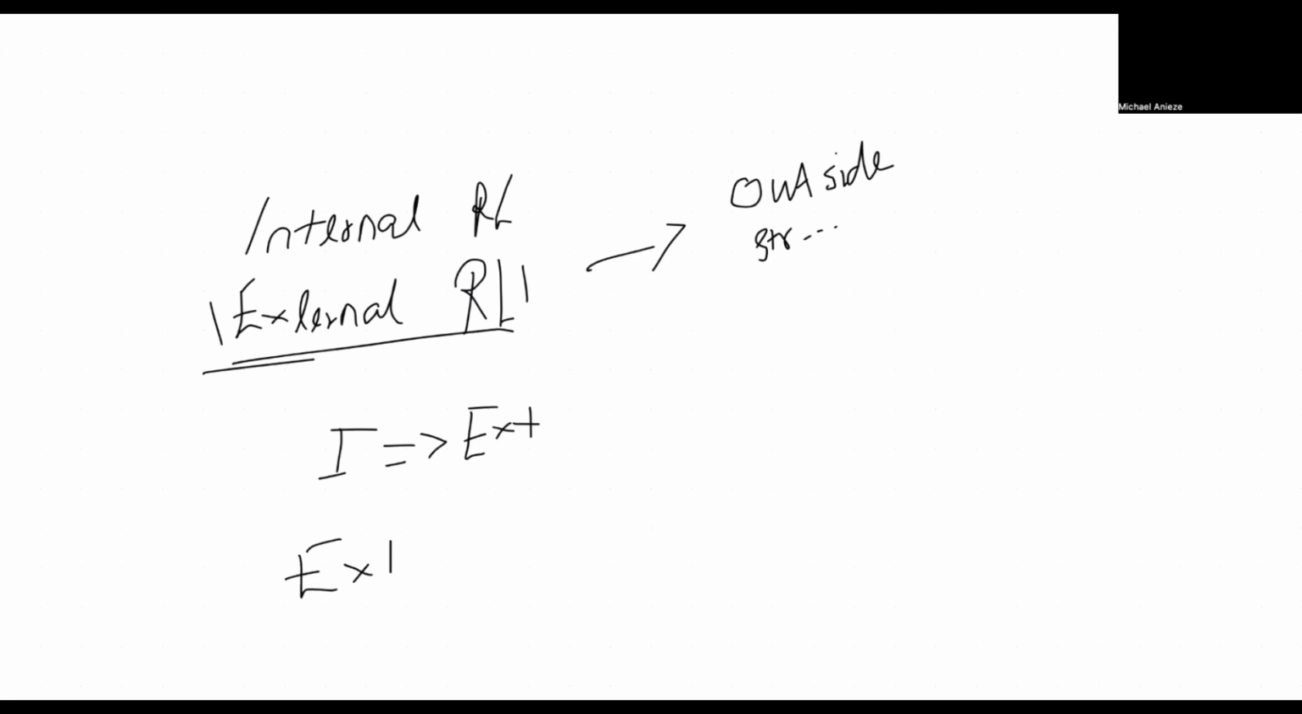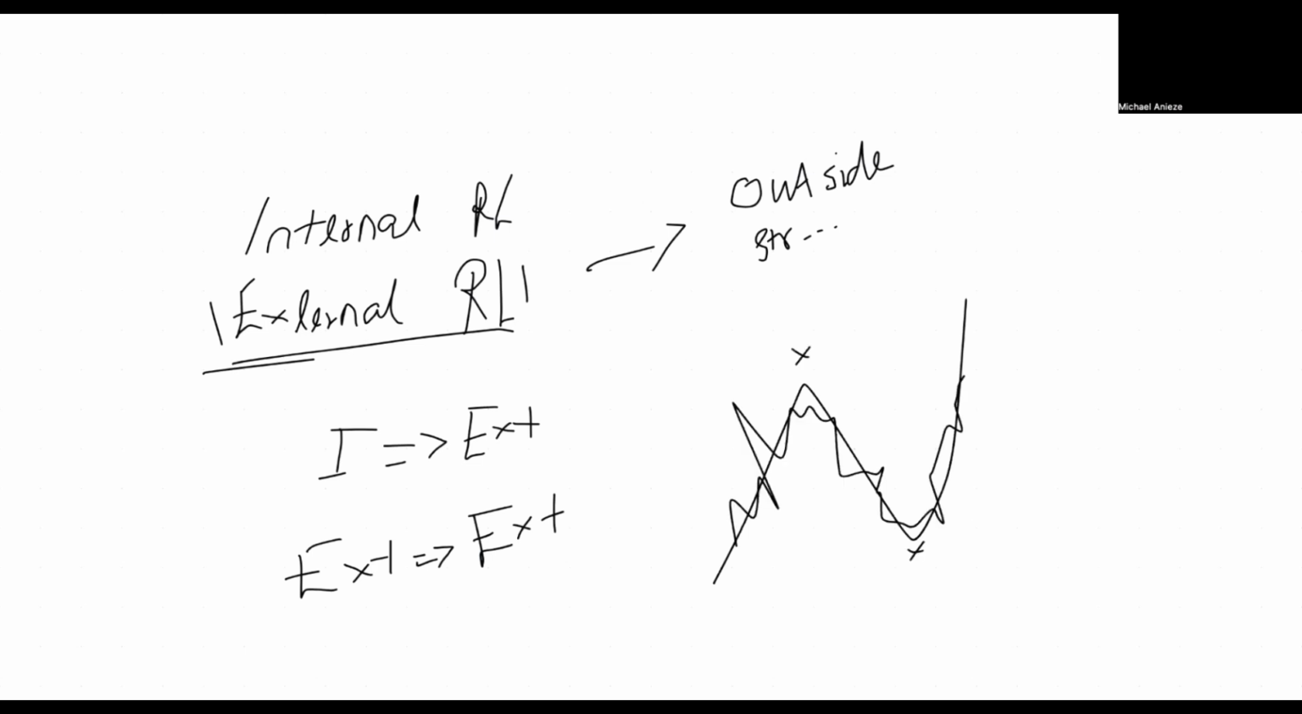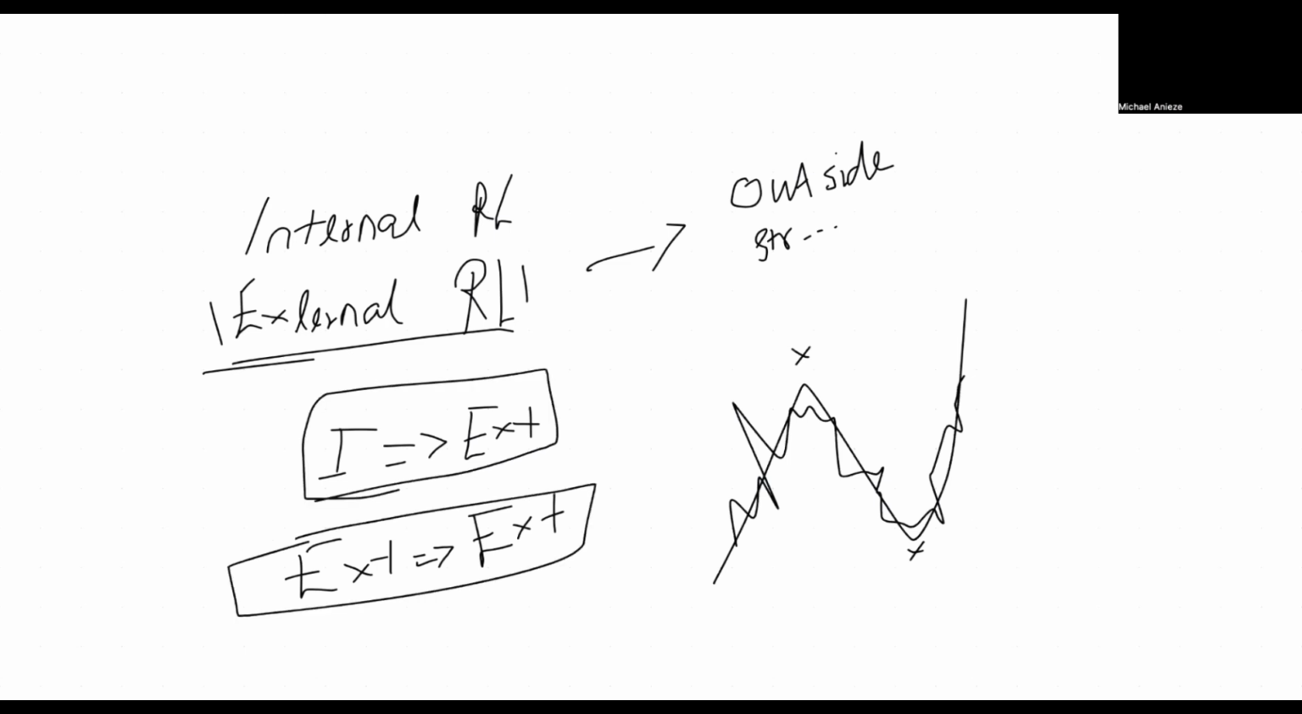Also moves from external to what? External. Now I told you that internal liquidity is liquidity inside structure, and external liquidity is liquidity outside structure, right? Inside structure, outside structure. Do you understand? While internal liquidity are liquidity points inside structure, external liquidity are liquidity points outside structure, right? Now, price moves from internal to external and moves from external to external.